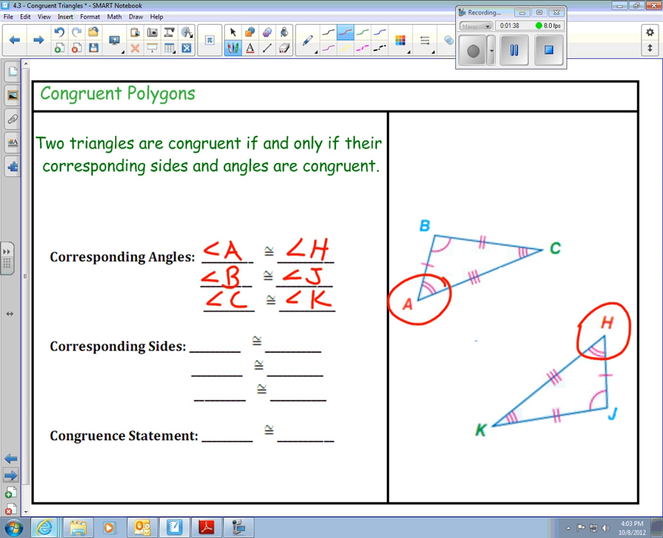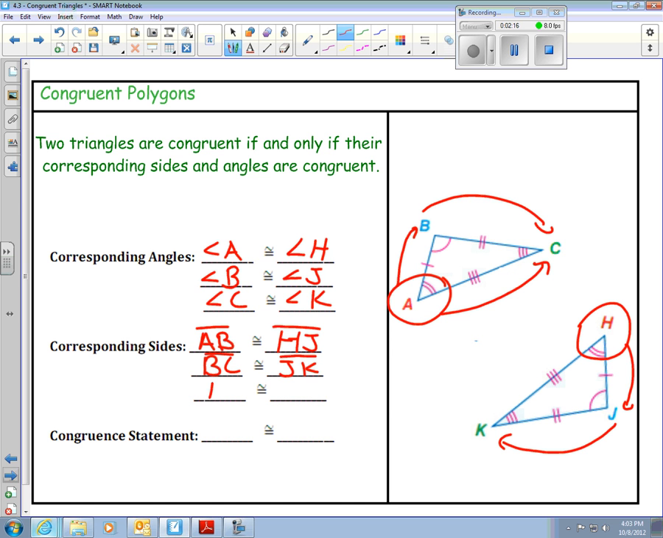If I'm looking at my sides, remember we name our sides by two letters and the segment sign above it. So AB. What's super important here is that corresponding sides need to be written in the same order. In my first triangle, I went from A to B, so from two angle lines to one. I need to do that in my second triangle, from two angle lines to one, so from H to J. I also have B to C, from one angle line to three, so I'm going to go J to K, from one angle line to three. Then I'm going to go A to C, so two angle lines to three.